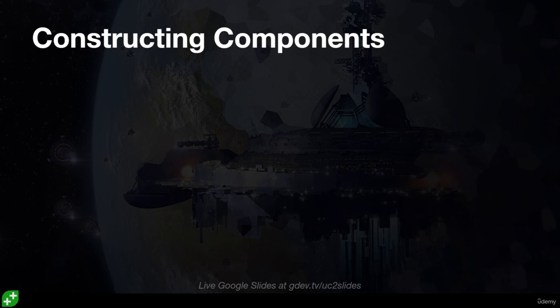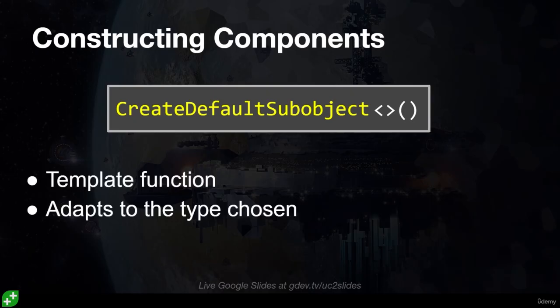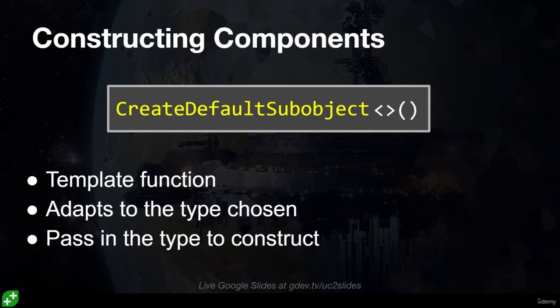The process is very Unreal Engine specific. Unreal Engine has CreateDefaultSubobject. This is a template function. A template function adapts to the type chosen, so we can choose a particular type and CreateDefaultSubobject will adapt to that type. We pass in the type that we wish to construct into CreateDefaultSubobject. Unlike a regular function, it has these angle brackets. This is where we pass in the type to construct.